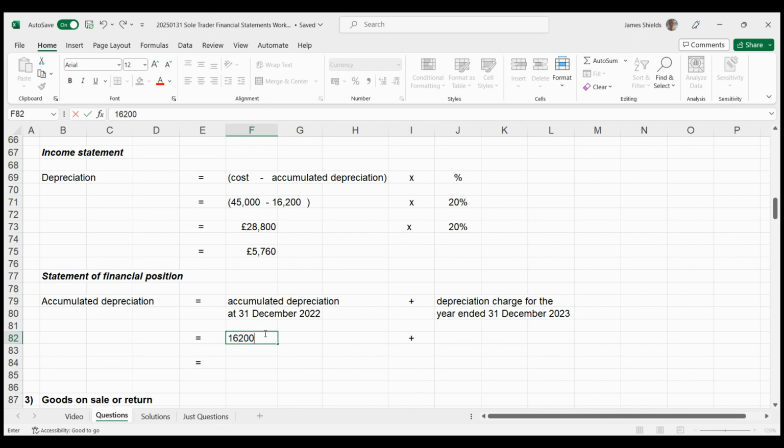So 16,200, plus the depreciation charge for the year ended 31st December 2023. That's what we just worked out, so that's the 5,760. So the total accumulated depreciation now at the end of December 2023 will be £16,200 plus the £5,760, giving us £21,960.